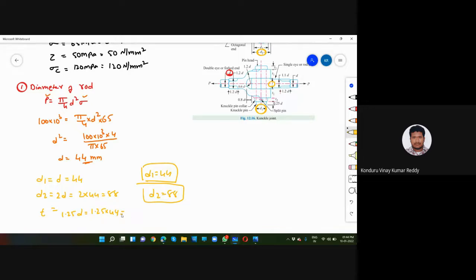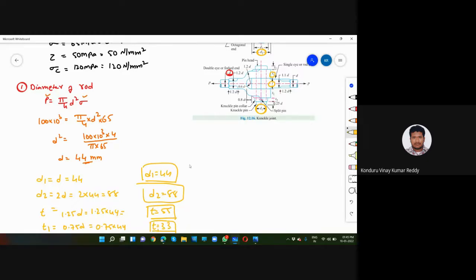T3 is equal to 55. Similarly, T1, the thickness of the fork on either side, is 0.75 into D. That is 0.75 into 44. Thereby, T1 is equal to 33.